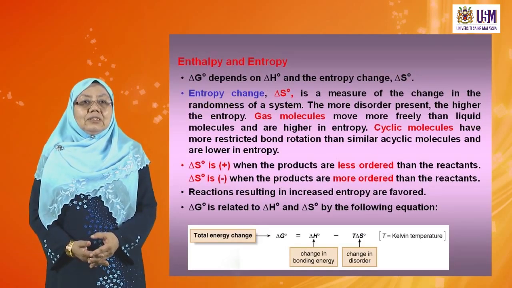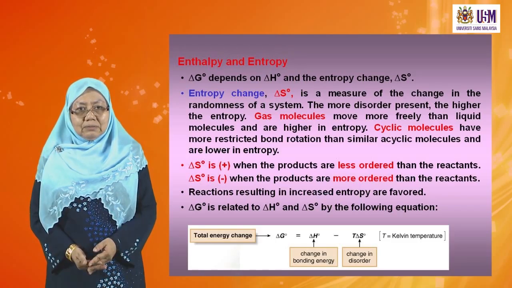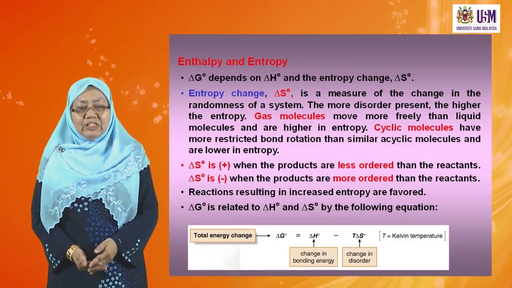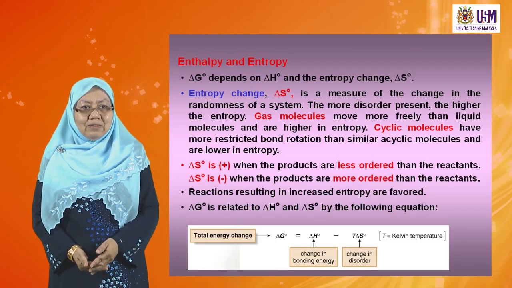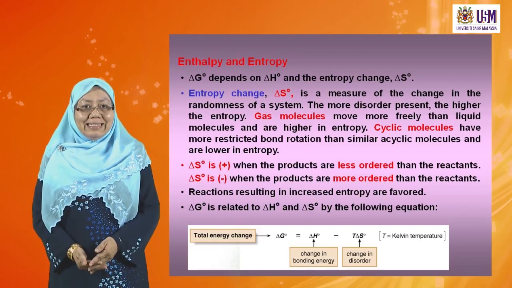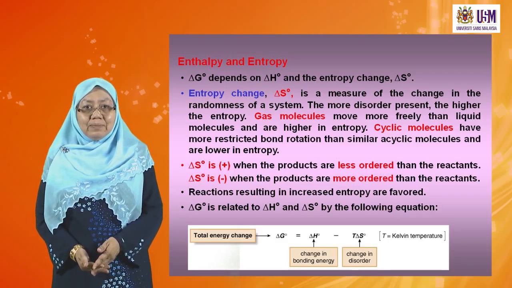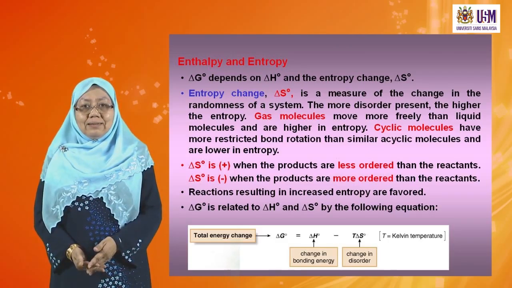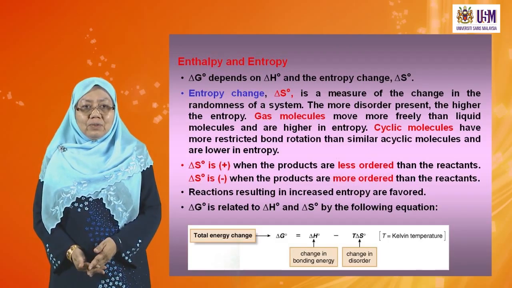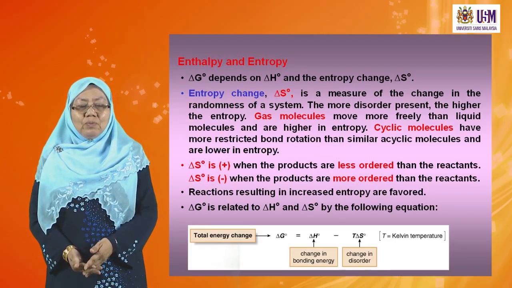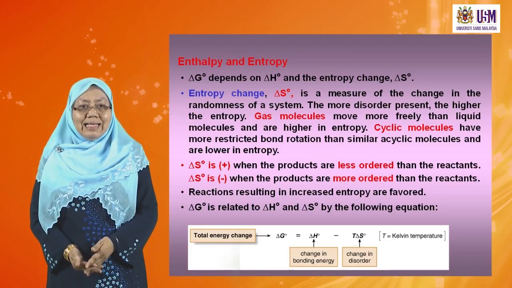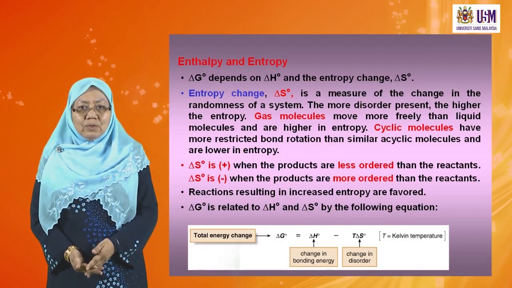Delta G naught depends on delta H naught and also the entropy change, which is delta S naught. Entropy change is a measure of the change in the randomness of a system. The more disorder present, the higher the entropy. Gas molecules move more freely than liquid molecules and are higher in entropy.